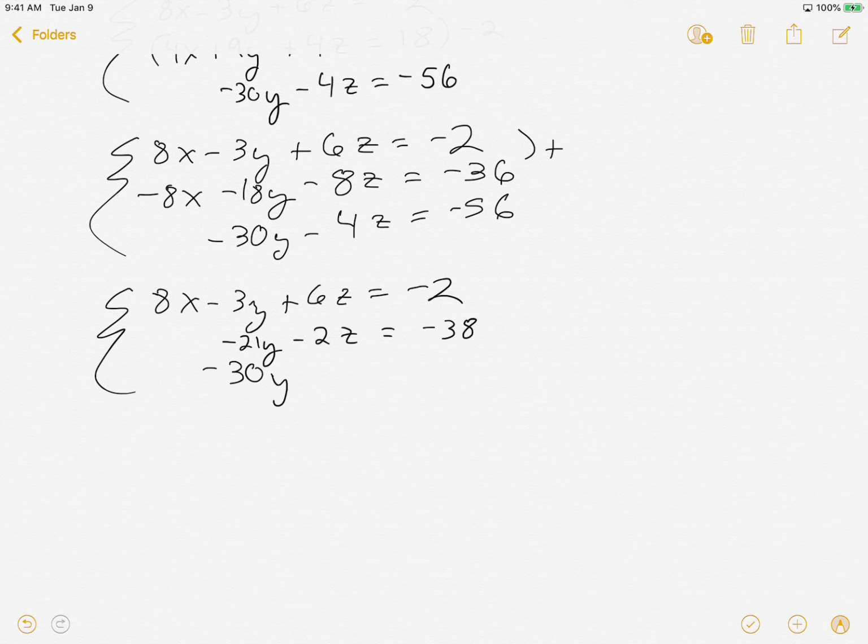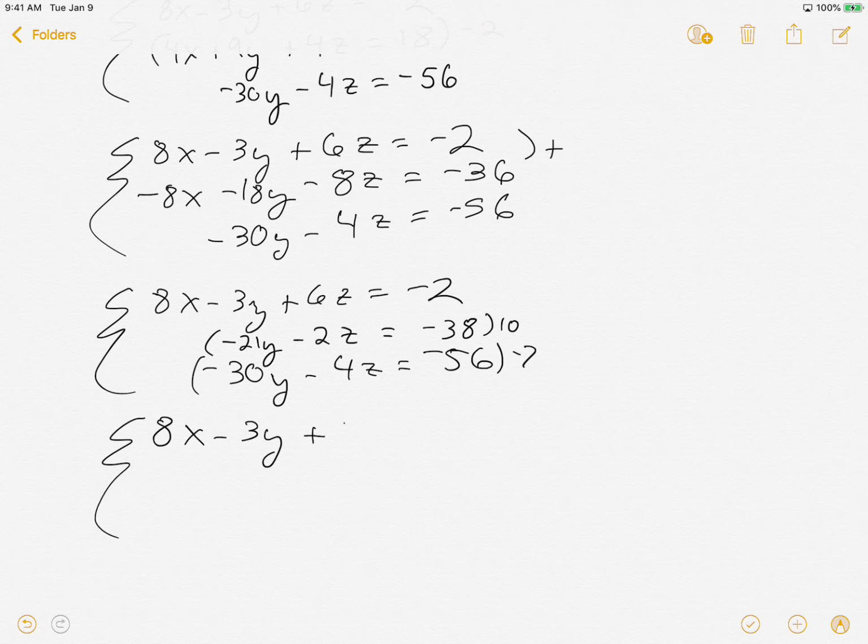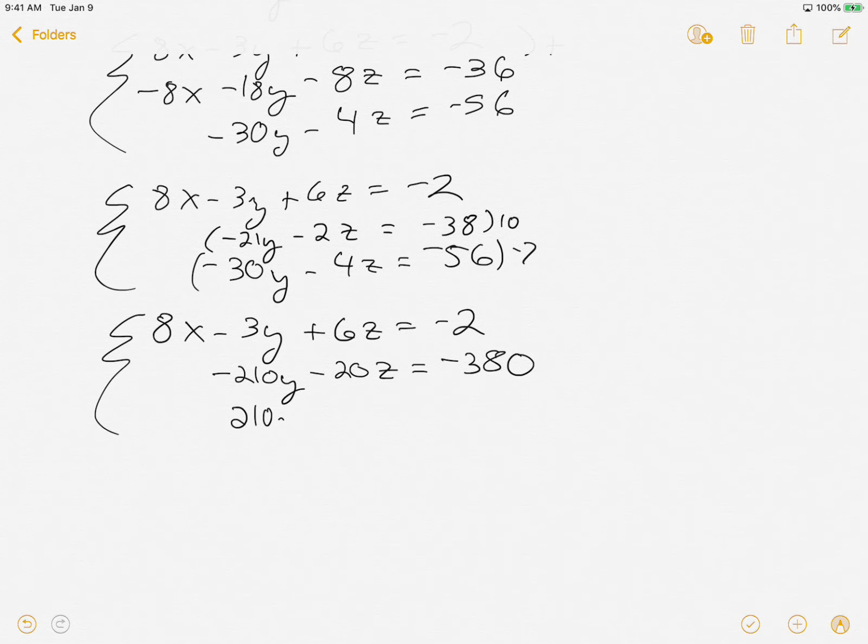Now, I need to find the least common multiple of 21 and 30, which is 210. So I need to multiply this one by 10 and this one by negative 7. Top equation is that. Middle equation is negative 210y, negative 20z, negative 380. Last equation is going to be 210y plus 28z, and then negative 56 times negative 7 is 392.